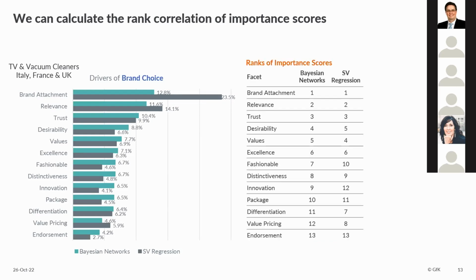To be able to quantify these differences a bit more, what we can do is calculate a rank correlation. We do this by taking the rank of the importance scores that we get from both the Bayesian networks and Shapley value regression models, and then we can run a simple Spearman rank correlation to see how well those ranks align. In this example, we have a high correlation of 0.86, meaning the ranks align pretty well.